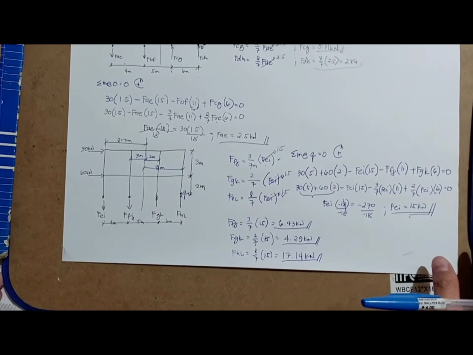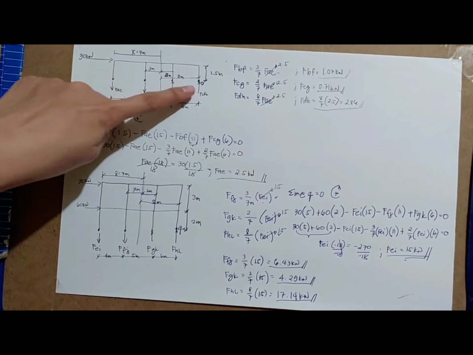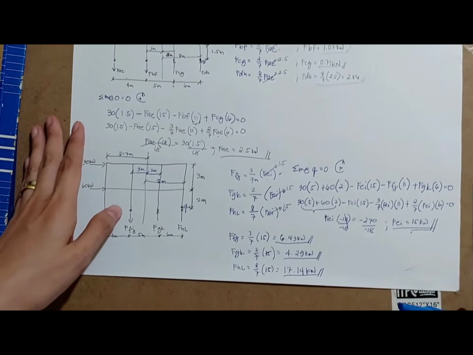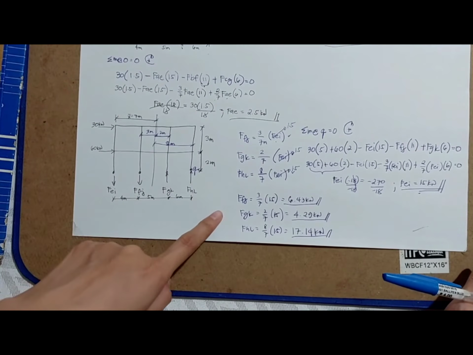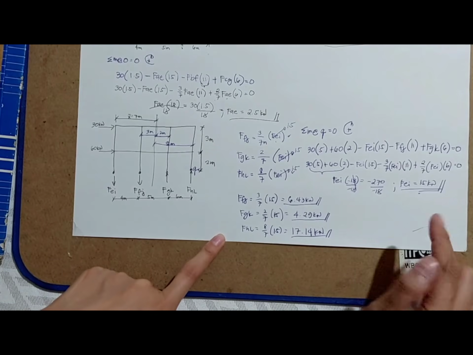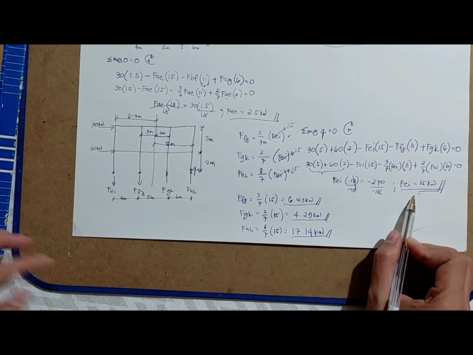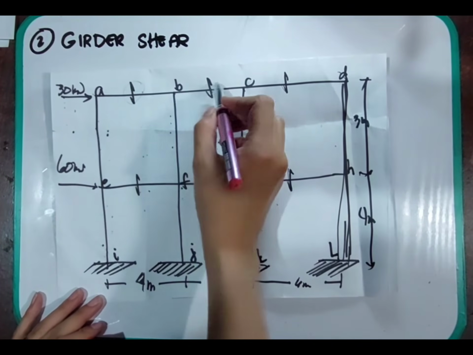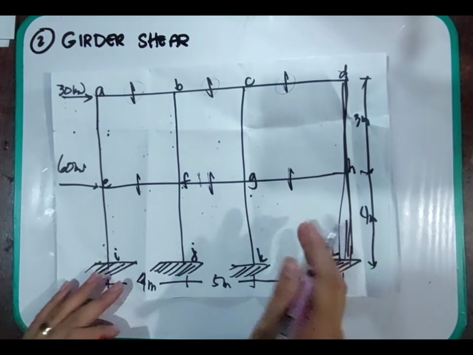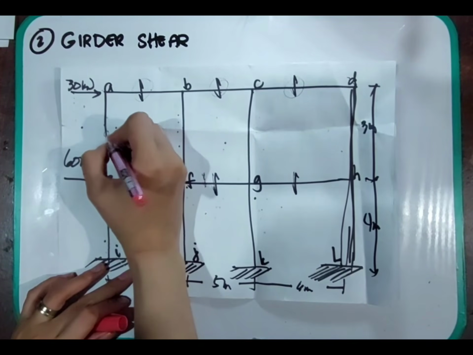So, ayan lang po yung mga axial loads calculations natin. We have FBF, FCG, FDH. Next, we have FFJ, FGK, FHL, and also you have your FEI. Okay, number 2 is girder shear. So, sa girder shear natin, magagamit natin yung column axial loads natin. So, ito yung mga shear natin. Okay. Asa naman yung loads na kinuha natin kanina?